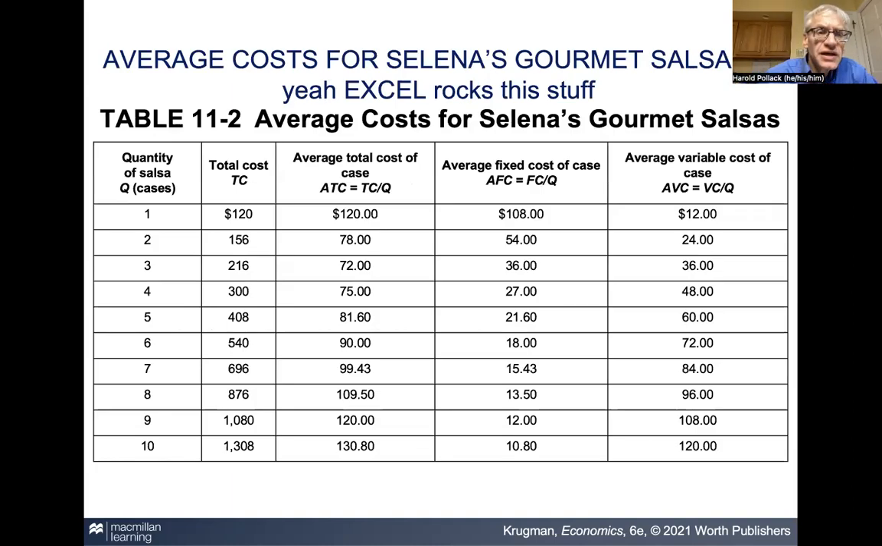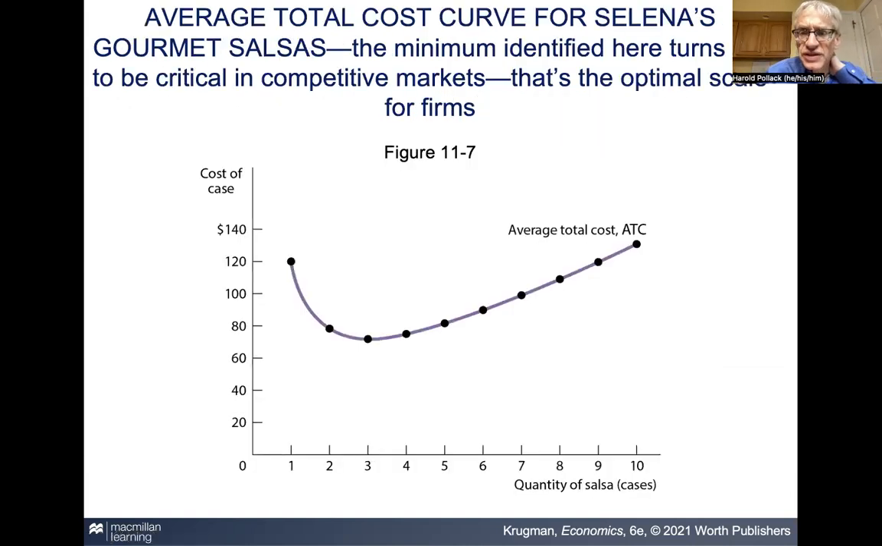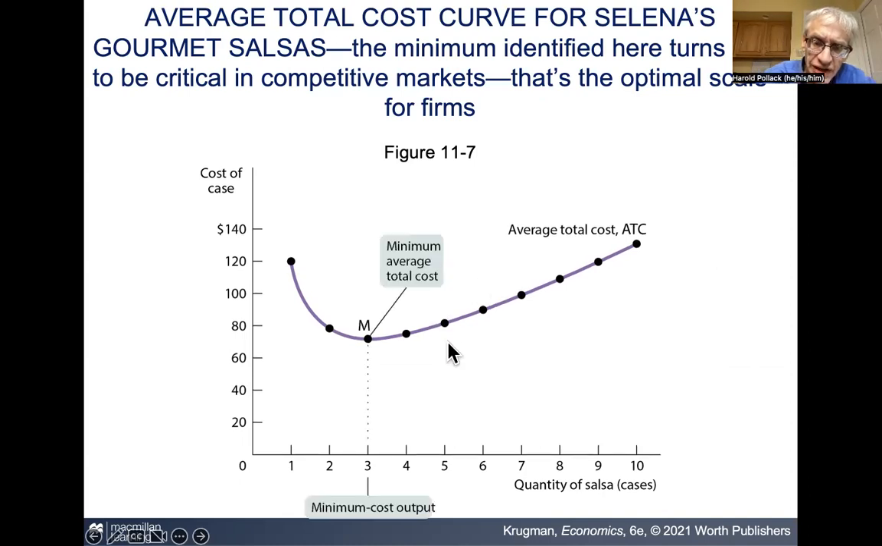Here's average cost for Selena's situation. You can see the average fixed cost is constantly dropping. Average variable cost is not dropping; it's coming up. And so the average total cost has a bit of a U shape to it. It's got a minimum here at 3, but then it starts to come up again. So this is a classic average total cost curve.